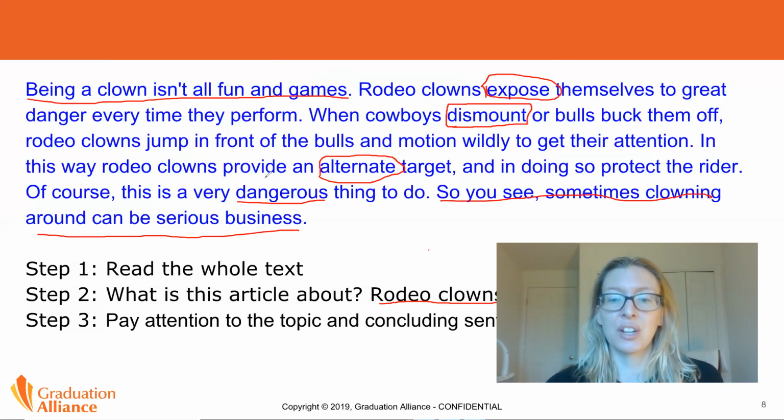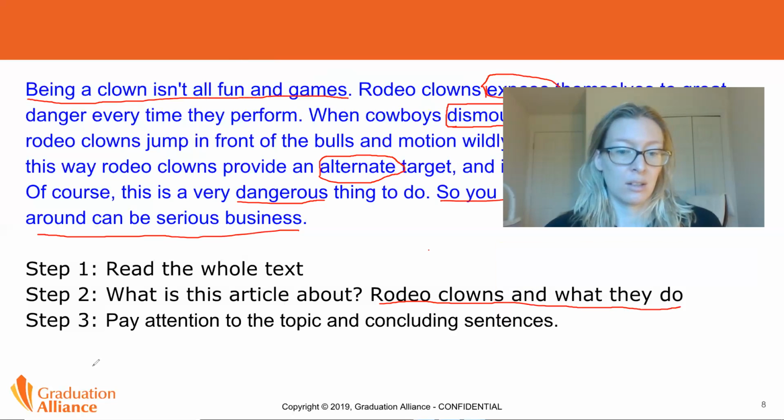So I have a pretty good hint at what the main idea is. It's about being a rodeo clown and that it's not always super fun, that it can be dangerous. So now I just need to put that into a complete sentence to figure out my main idea. Let's see if I can do that.